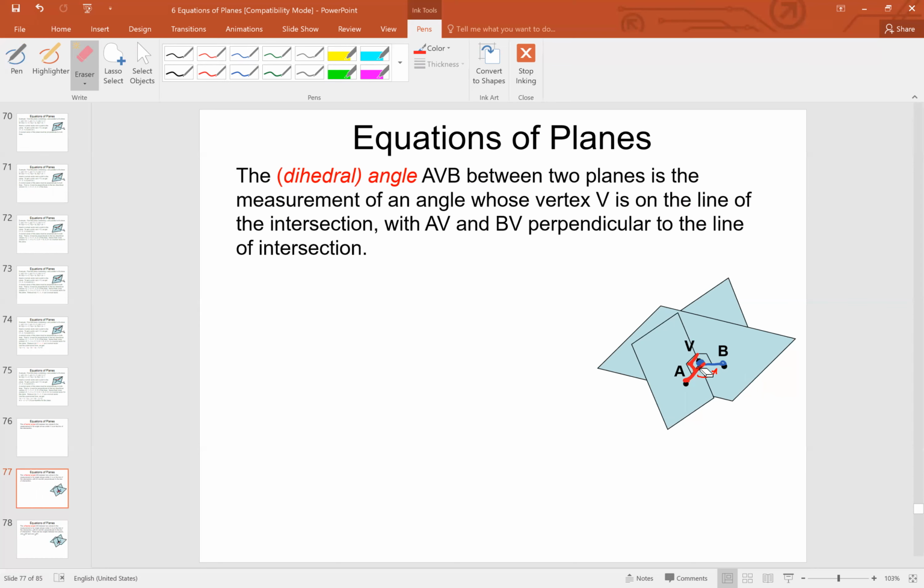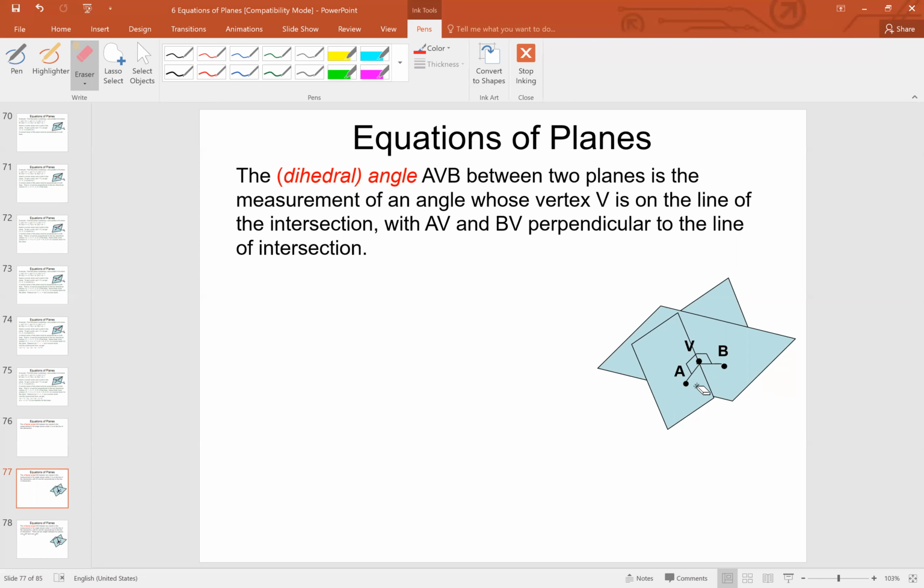That angle is what we call the dihedral angle. Notice that if B is here and A is over here, and I draw an angle from V to here, that angle in space is a different angle. That angle is a lot smaller. So that's how the dihedral angle is measured.